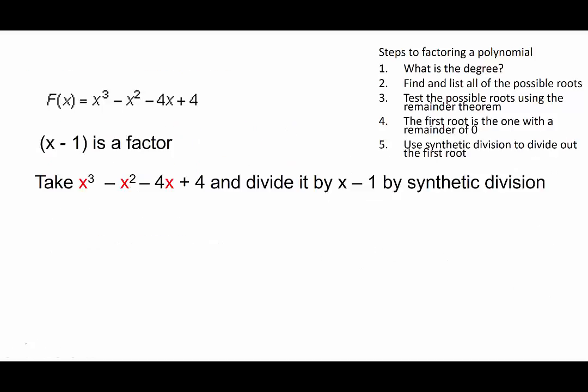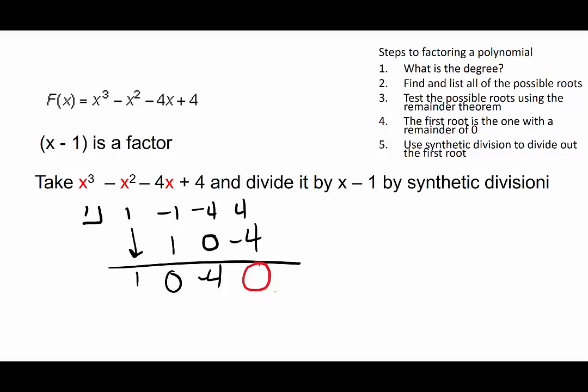Step 4, use synthetic division to divide out the first root. So I'm going to take x cubed minus x squared minus 4x plus 4 and divide it by x minus 1 using synthetic division. So I take all the coefficients of my polynomial and put them into synthetic division. Now, I was expecting a remainder of 0 because I knew that this was one of the factors.